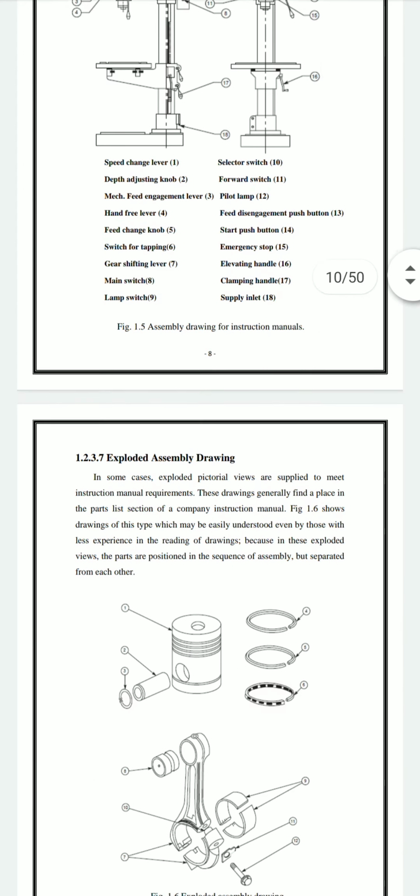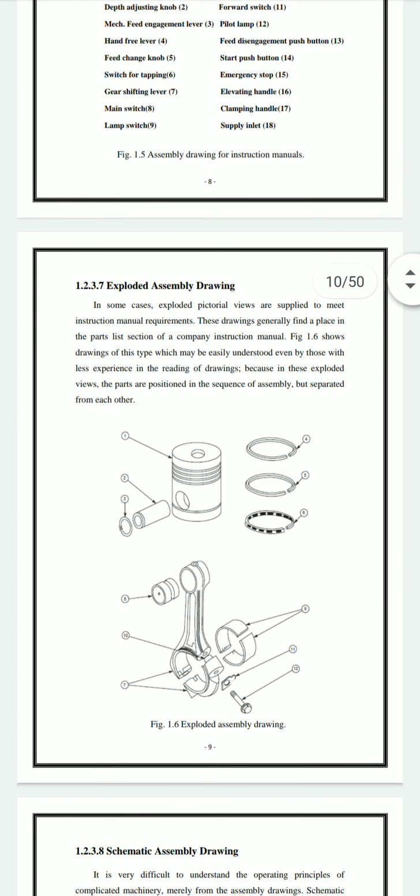Then the next type is the exploded assembly drawing. In some cases, exploded pictorial views are supplied to meet instruction manual requirements. This drawing generally finds a place in the parts list section of the component instruction manual.